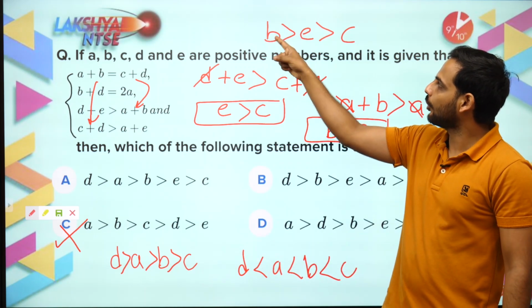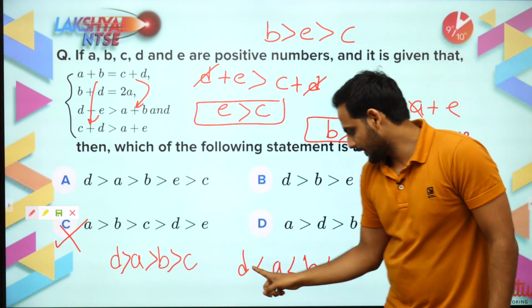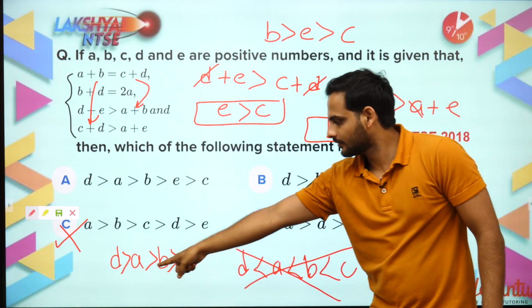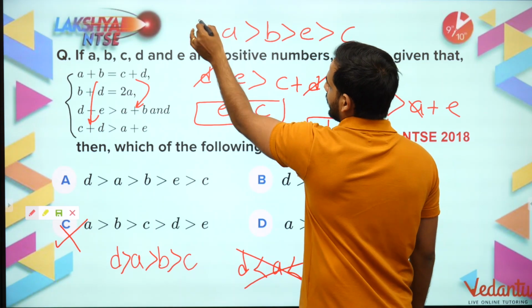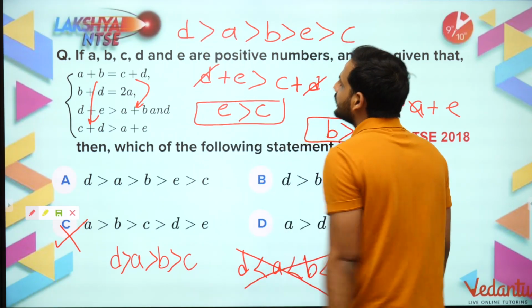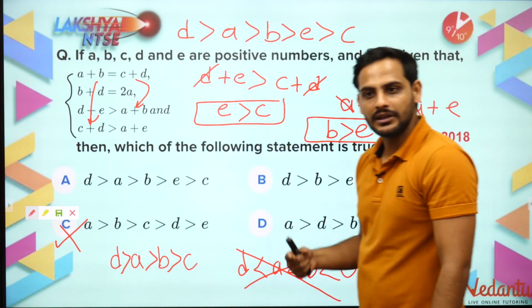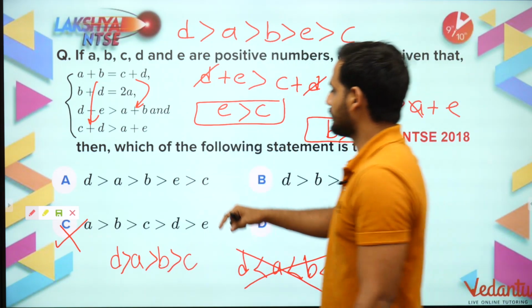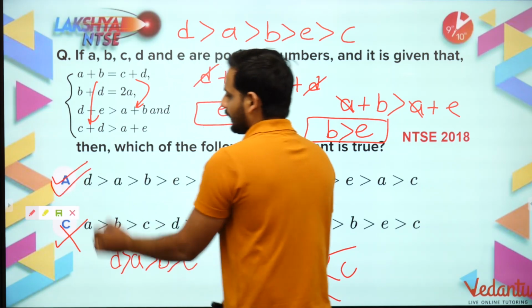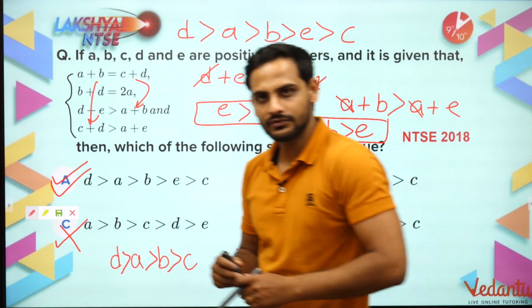So from here you have got that B is greater than C. That means this part will not be correct. So this will be correct. So I have got the whole order. Then after that I will be having A and after that D. So D is the largest, then A, then B, then E and then C. So option A is correct.